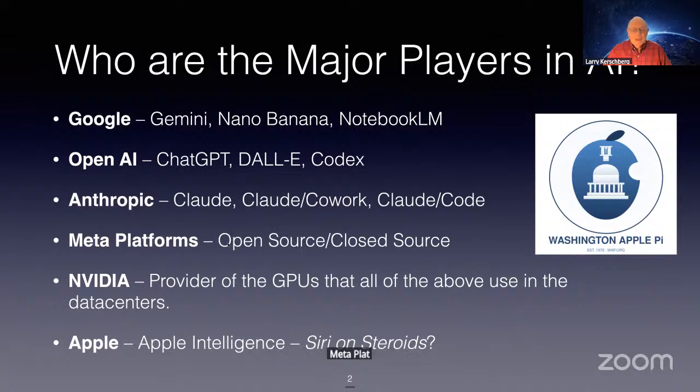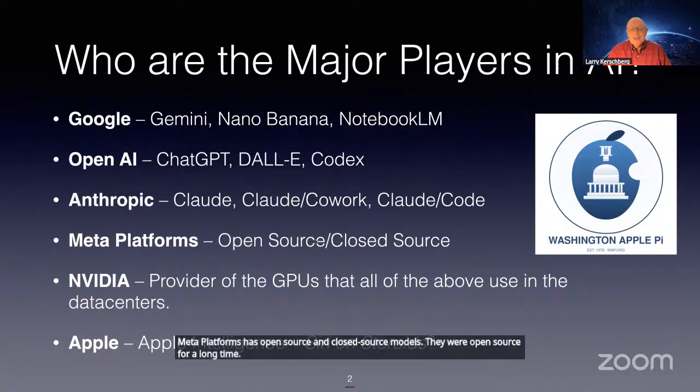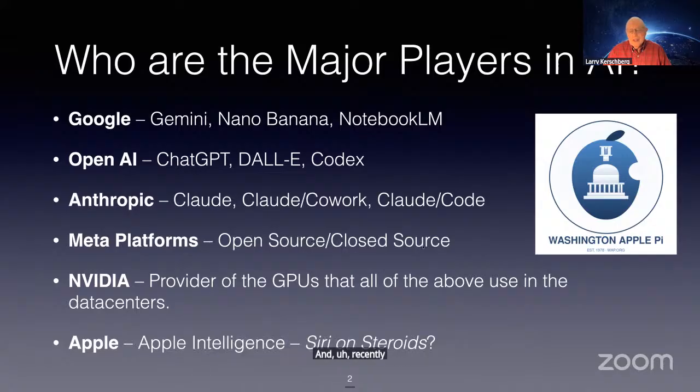Meta Platforms has open source and closed source models. They were open source for a long time, and recently they wanted to create the AGI, which is the general intelligence, and so they moved to closed source. And then you have NVIDIA, who is a provider of the GPUs that all of them use in their data centers. So all of them are renting time, and NVIDIA's going gangbusters. It's got, they say, $1 trillion in backlog, so that's a lot of money.